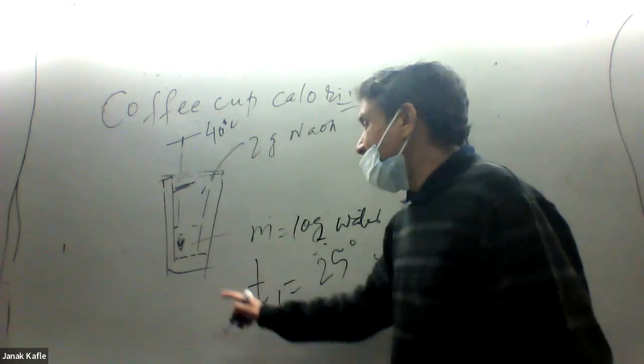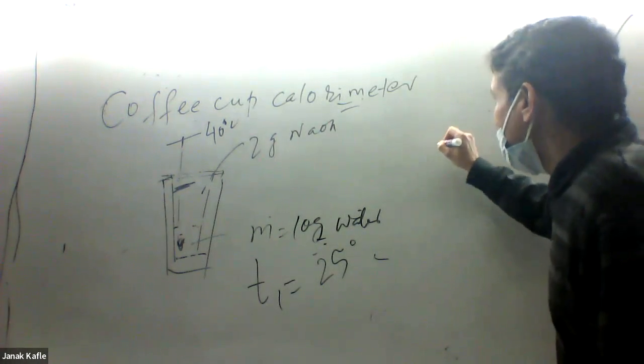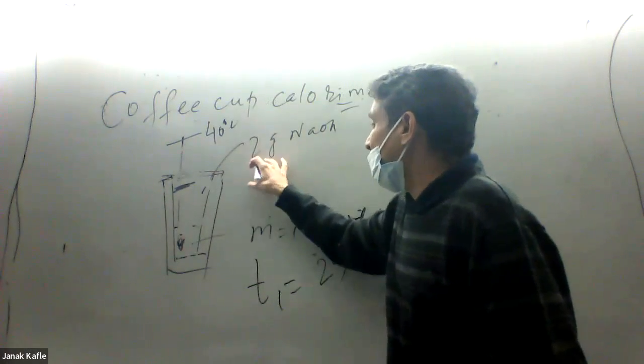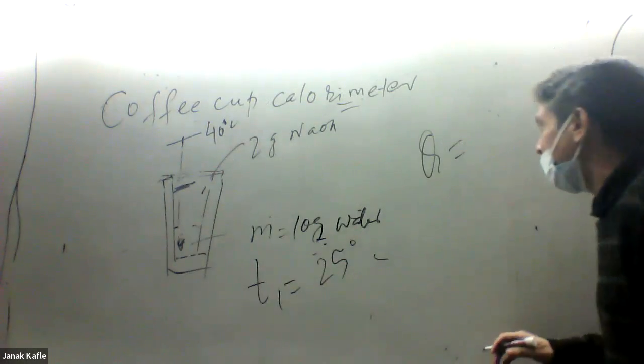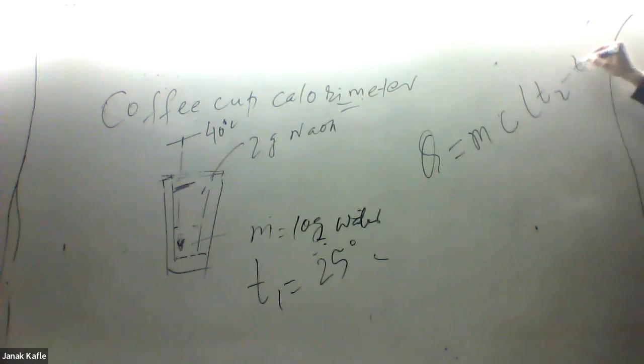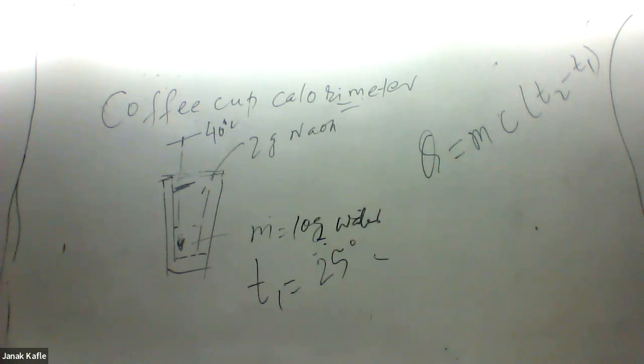So now let's see how much heat is generated here. Heat generation, so basically Q is equal to how much heat is generated by the reaction of the 2 gram sodium hydroxide with 10 gram water. Q is equal to mC(T2 minus T1). Thermodynamics doesn't have any other equation. This is the only equation we have.